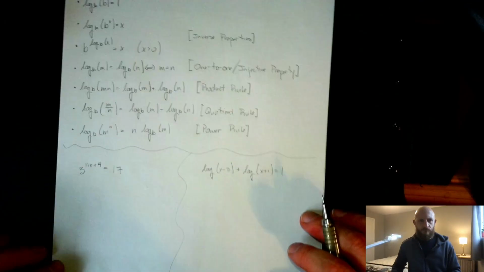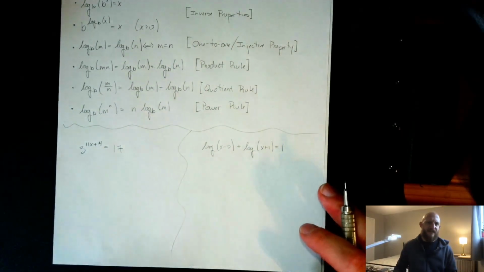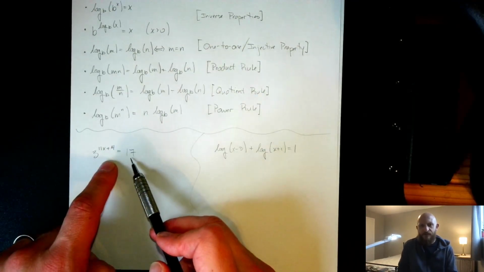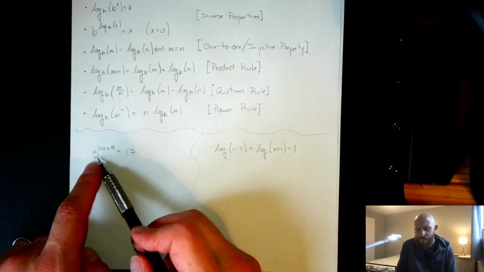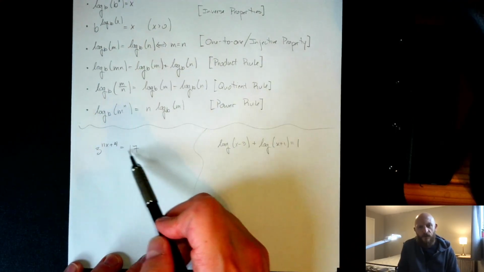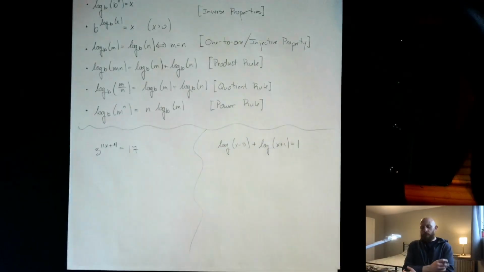All right, well, let's see if we can put a couple of these together to solve some problems. So the first one is an exponential expression. It says 3 raised to the quantity 11x plus 4 equals 17.